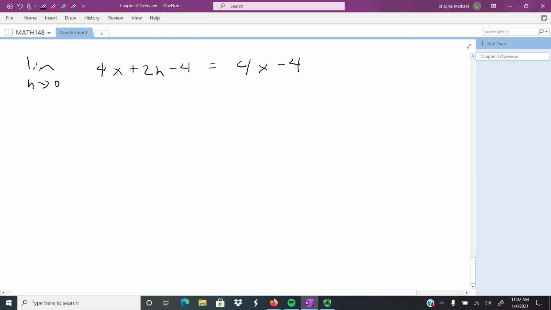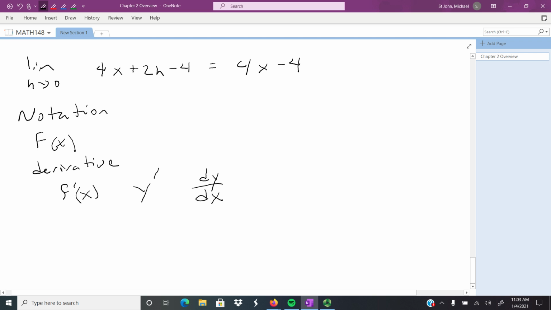So in terms of notation, and how you'll see that represented when I want to find the derivative, we have f of x, which is my original function. My derivative then is going to be f prime of x, or y prime is another way you'll see it, or dy over dx, or the derivative with respect to x of f of x. So those are the different types of notation we can use for doing this.